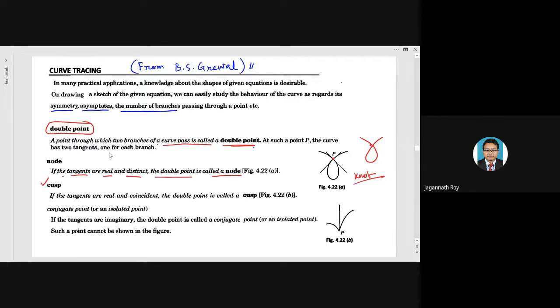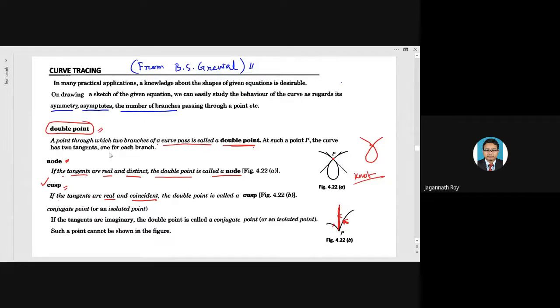What is a cusp? A cusp is when the tangents are real and coincide. That means you will have a sharp peak of this form. Here the tangent for this curve is this one. The tangent for this curve is also this one. So the tangents are real and they are coinciding at this point. So this is called a cusp. We have a node, we have a double point.